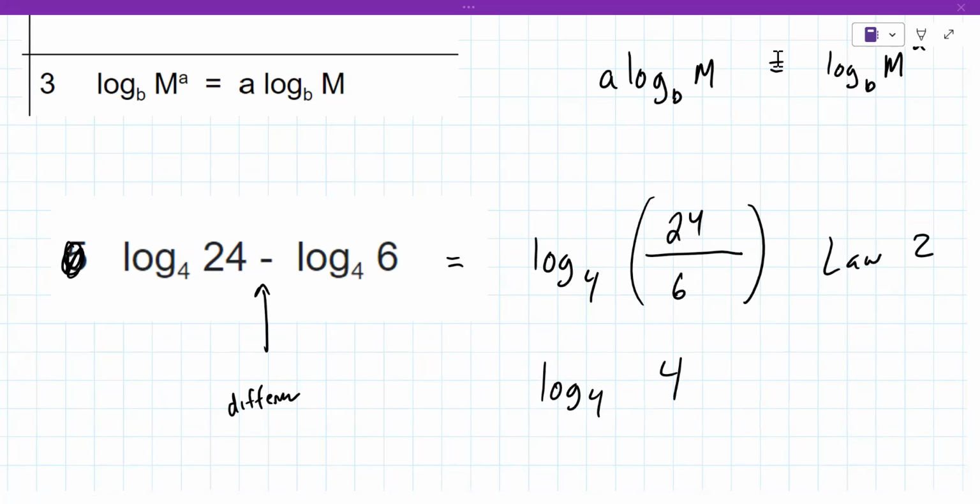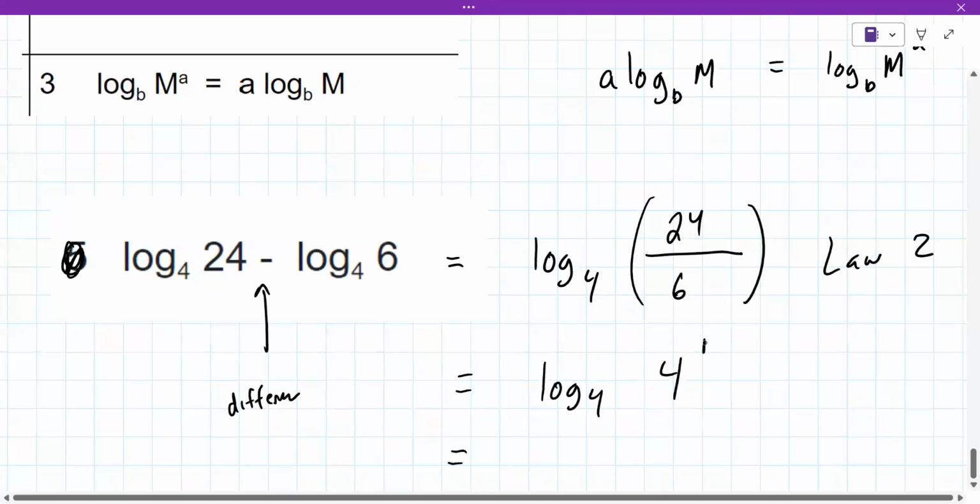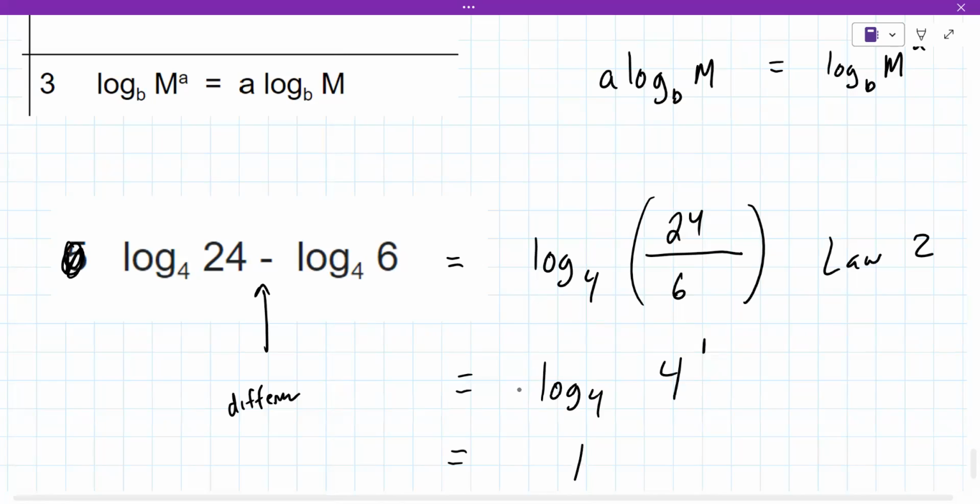When the base is the same as the number you're taking the log of, what does this become? It would equal 1. It just equals 1. And it's kind of law 3. I would actually argue it's a different one, but that's what it is. So we'll just go with it.